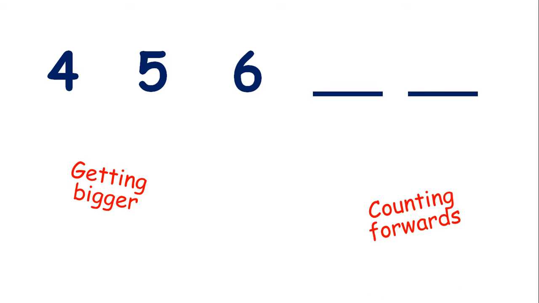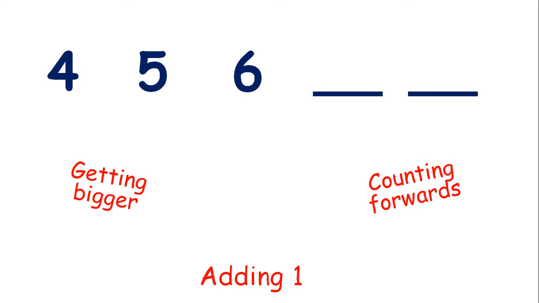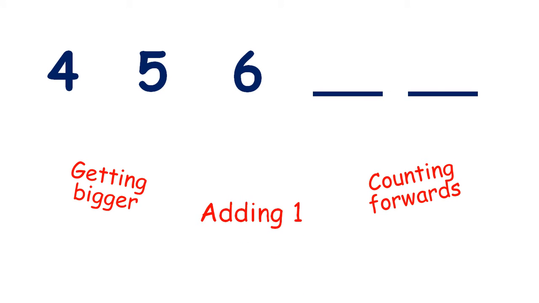Now we're going to practice counting, but rather than always starting with 1, we're going to practice counting on or back from any number. So here we have the numbers 4, 5, 6. We can say these numbers are getting bigger by 1 each time, or we can say that with 4, 5, 6 we're counting forwards. We can say that we're adding 1 each time.